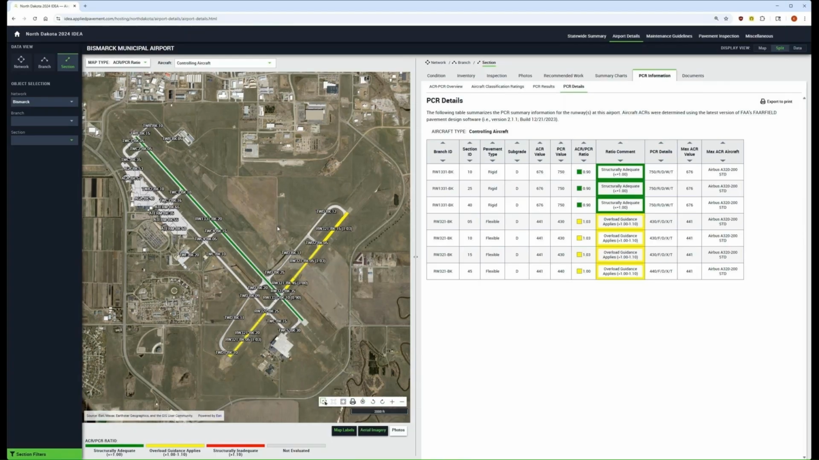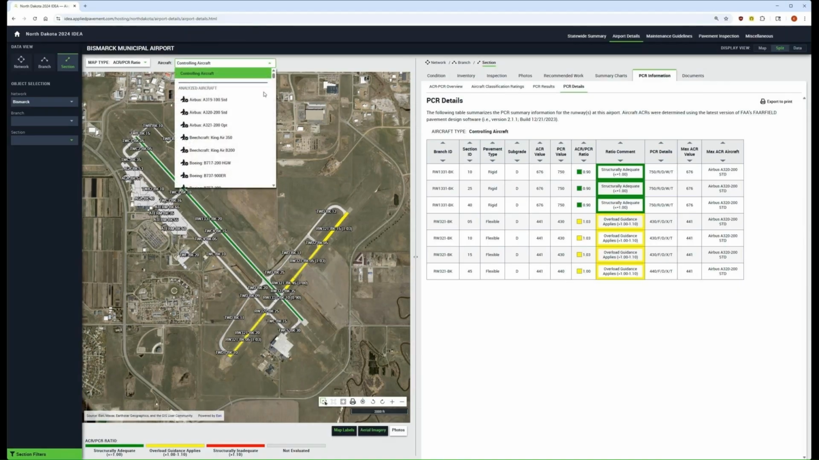These results are linked to the map. One thing that is new with this feature is that up here at the top you have a drop-down list of all of the aircraft that were analyzed, the major aircraft in the traffic that was used for this analysis. So this top drop-down list of analyzed aircraft are aircraft that were observed in the actual traffic mix utilizing the facilities. The remaining FAA library of aircraft is here.